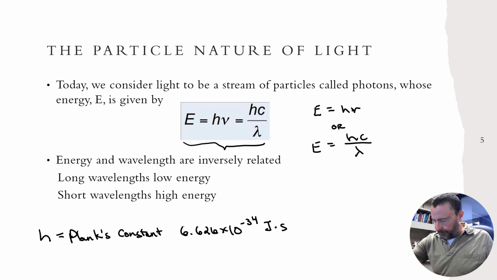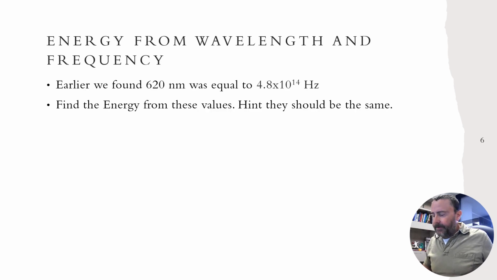All right, so let's do a calculation then. Earlier, we were able to find that 620 nanometers, that was our orange light, was equal to 4.8 times 10 to the 14th hertz. Let's find the energy from these two values, and I'm telling you that they should be identical to each other.